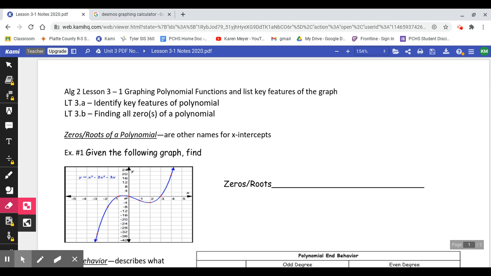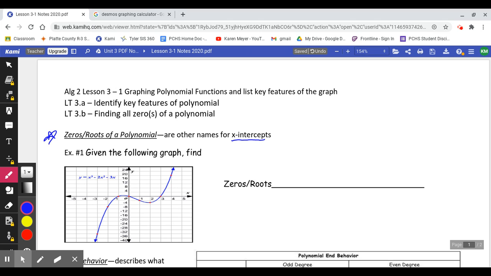In today's lesson, we're going to talk about identifying some key features of polynomial graphs. So the first thing we're going to talk about is what we call the zeros, or sometimes people call them roots of a polynomial. And the other most well-known name is intercepts. So you have to memorize that if somebody says, tell me the roots or tell me the zeros of a polynomial, that means list the x-intercepts.